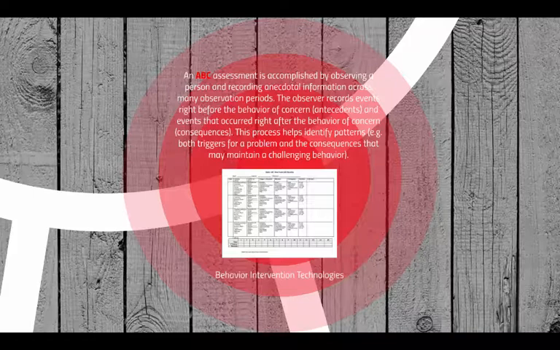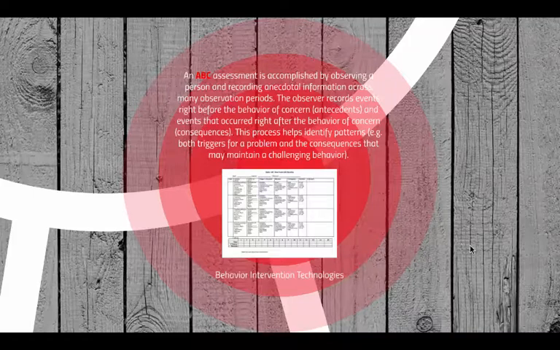So the observer essentially records events right before the behavior of concern, and that's what's referred to as an antecedent. So those things that come before the behavior are an antecedent to the behavior. And then you're also recording the events that occur right after, and that's what's referred to as a consequence. And this process of antecedent-behavior-consequence recording helps us identify patterns that may be responsible for giving rise to behavior. We may be able to detect triggers for problem behavior and identify consequences that may be maintaining the problem behavior.